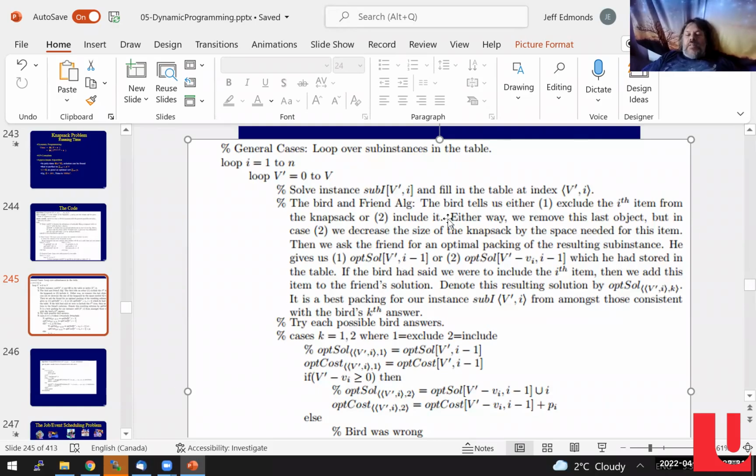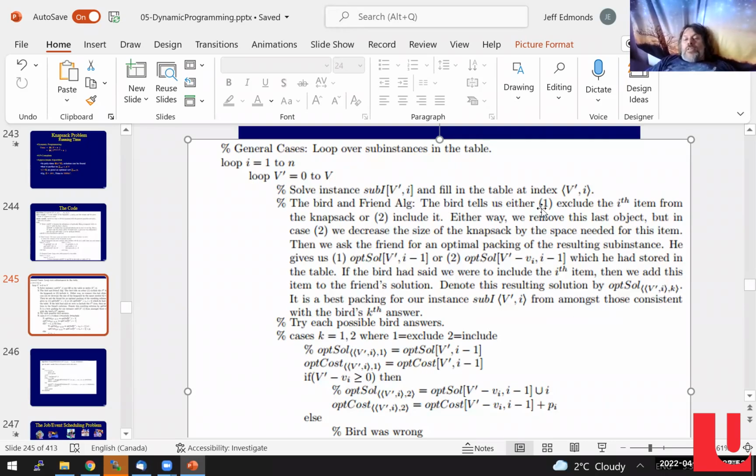Now, the truth is we don't have a bird, so we're going to try all possible answers. We're going to try her answering exclude and try answering include. I've numbered them with integers here so that you can store them in the table.